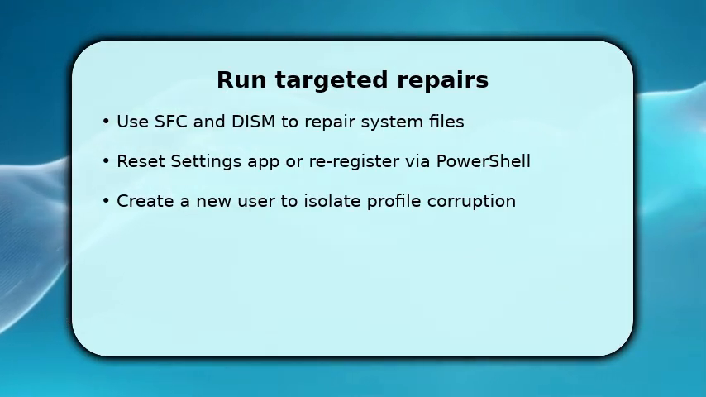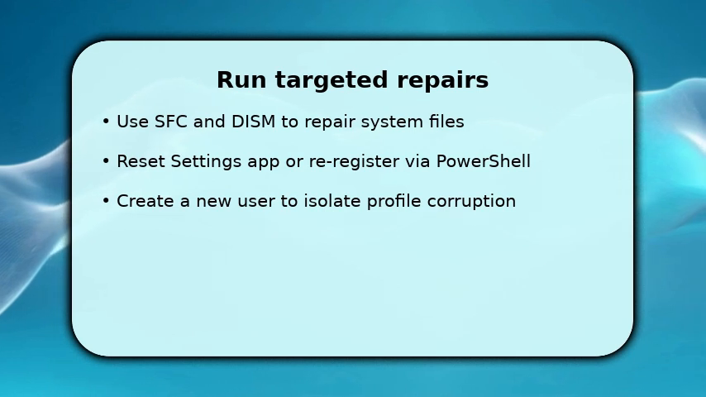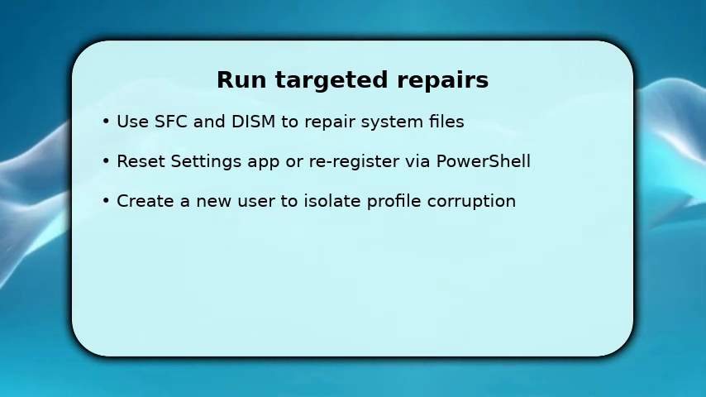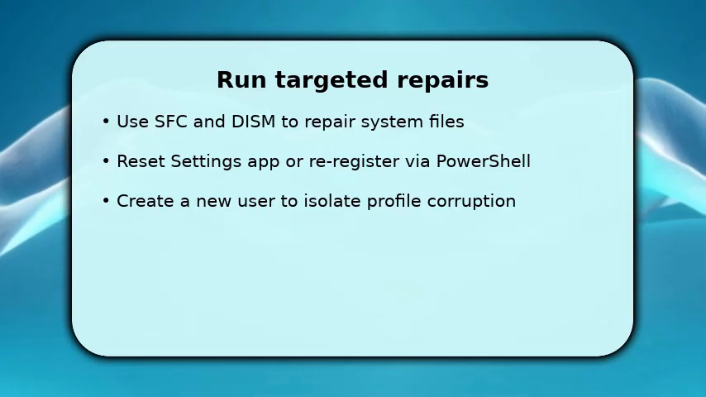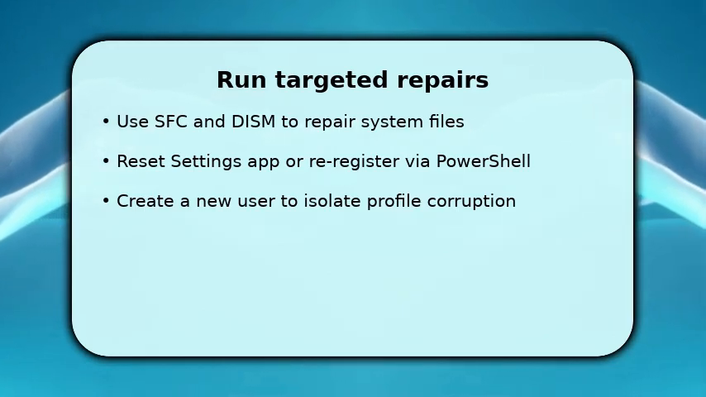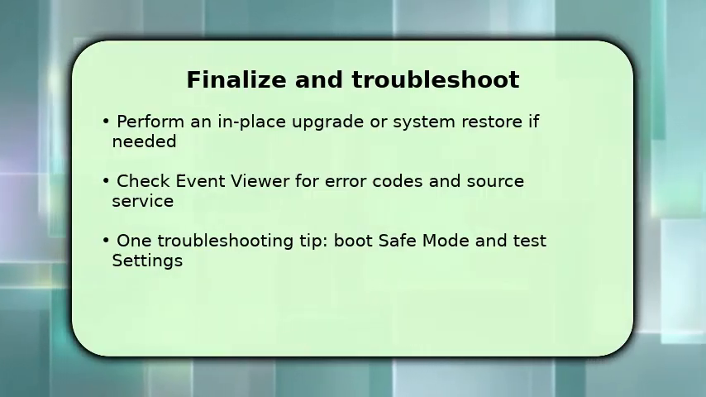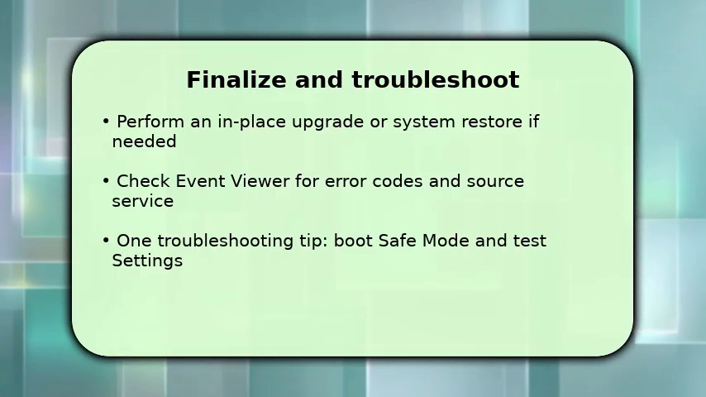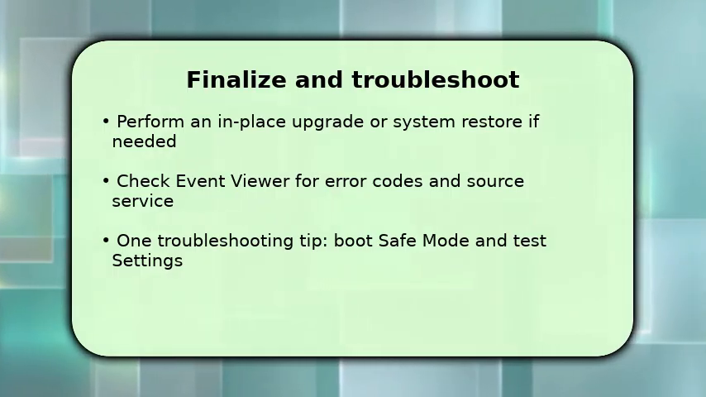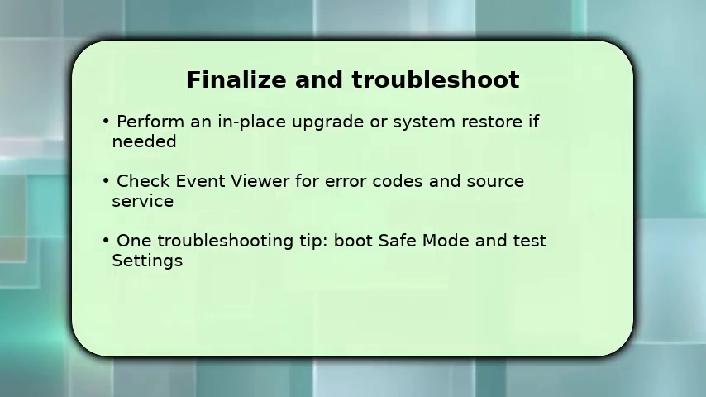If issues persist, create a fresh user account to determine whether your profile is corrupt. A working new profile points to profile level damage. You finish by performing an in-place upgrade repair using the Windows 11 ISO or running system restore to a known good point. Both preserve files while repairing system components.